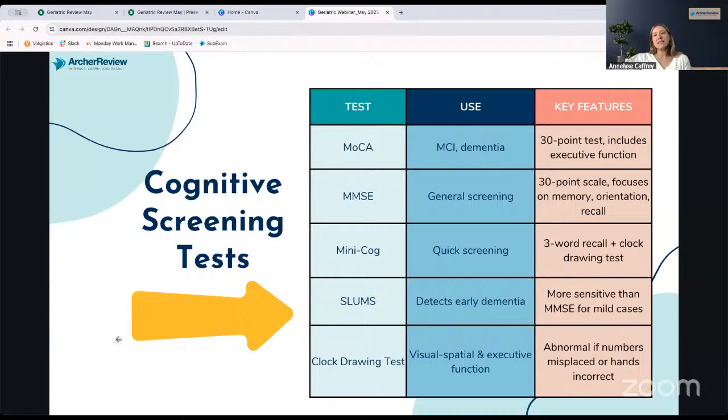Cognitive screening tests. This is another table I made for you guys. Screenshot this. This is just a quick comparison of the different screening tests we have, like MoCA, MMSE, Mini-Cog, SLUMS, clock drawing. The one I use most in clinic is probably going to be the MoCA test or the MMSE, the Mini Mental Status Exam. Those are really great for general screening, and they can track mild cognitive impairment, especially the MoCA exam.